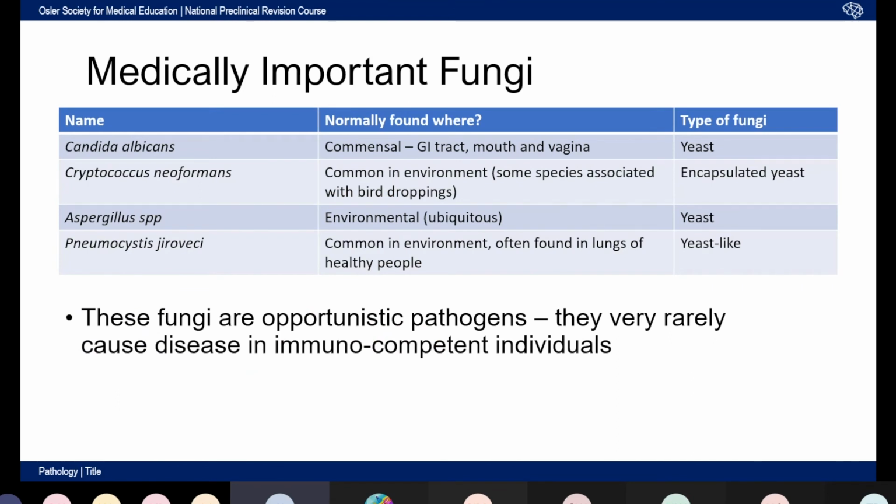So these are the medically important fungi in a table summarizing some of them. They're opportunistic pathogens, so they rarely cause disease in immunocompetent individuals, and it's when someone's already immunocompromised that they start being an issue. As you can see, some of them are commensals, so Candida albicans is found in a lot of healthy people, and some of them are environmental, so Aspergillus and Cryptococcus. They're common in the environment, and they're all yeast or yeast-like.